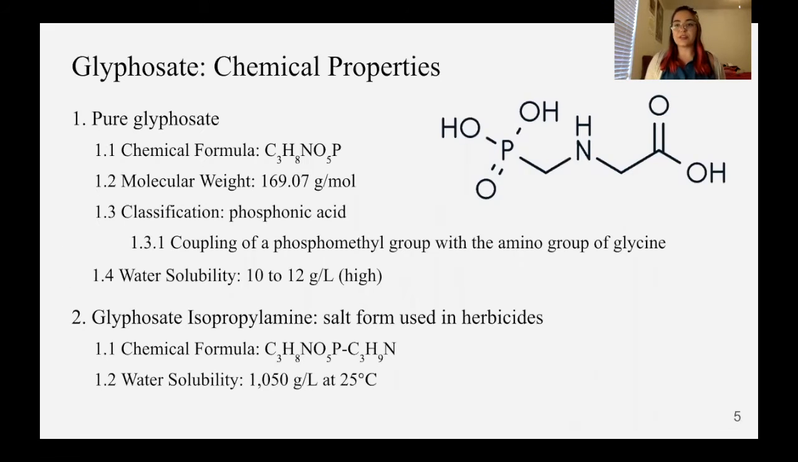Some chemical properties of glyphosate include that it's a phosphonic acid, meaning that it is just a coupling of a phosphomethyl group with an amino group, specifically glycine. It has a molecular weight of 169 grams per mole with a very high water solubility of 10 to 12 grams per liter. However, this water solubility is amplified when it becomes a salt, and this is the form used in herbicides. Glyphosate isopropylamine has a water solubility of over 1,000 grams per liter at 25 degrees Celsius room temperature, which can be a problem in terms of water contamination.